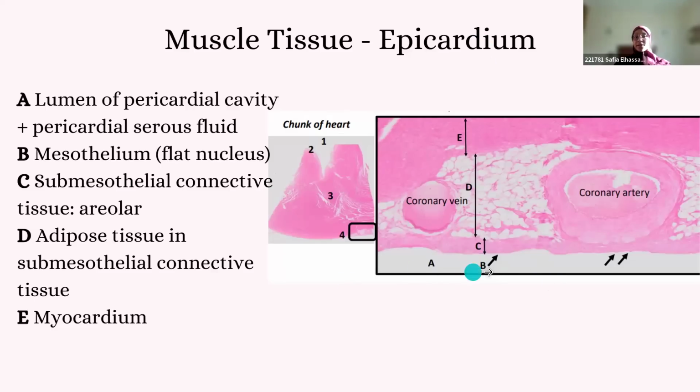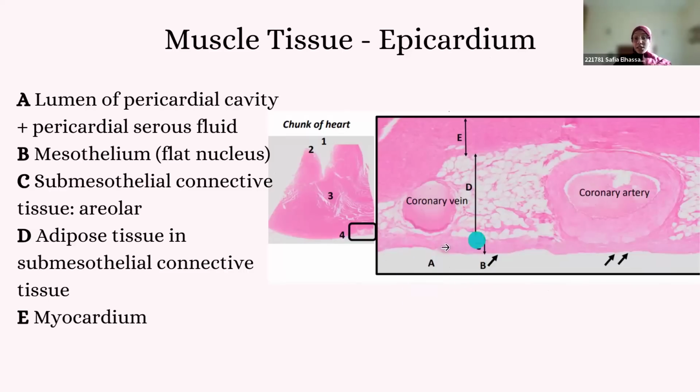It faces the pericardial cavity, which is A, and this place is usually filled with pericardial serous fluid. And then you have the mesothelium. The mesothelium is this extremely, extremely thin layer. In fact, it's only one cell thick, and it has a very flat nucleus. This is the layer that you would see facing the lumen directly.